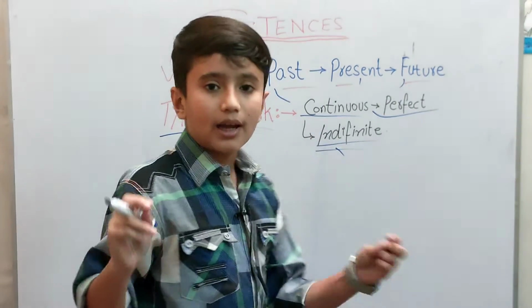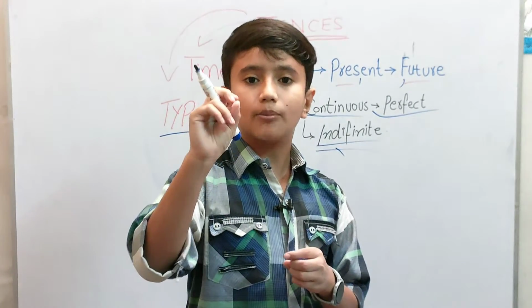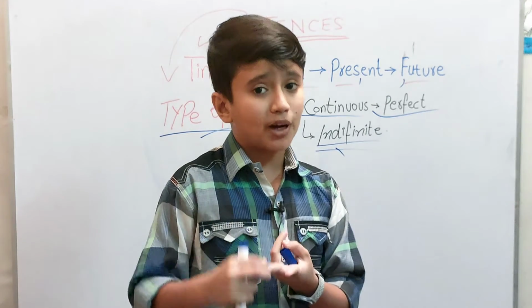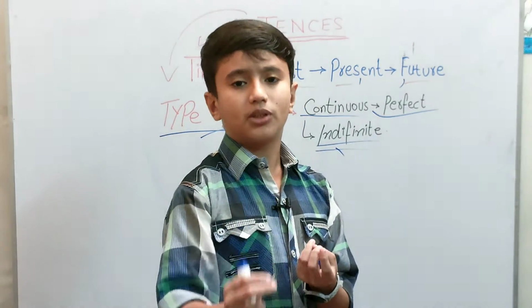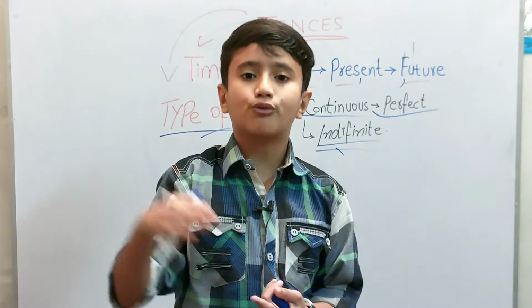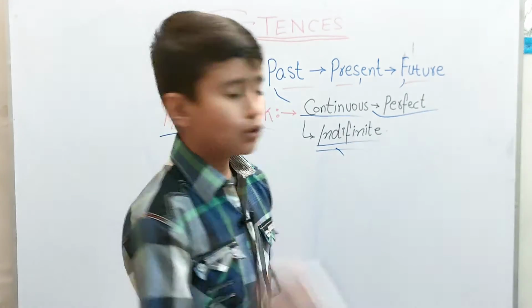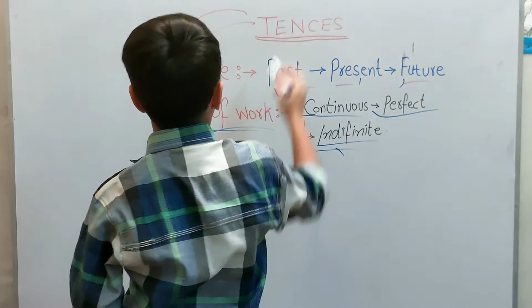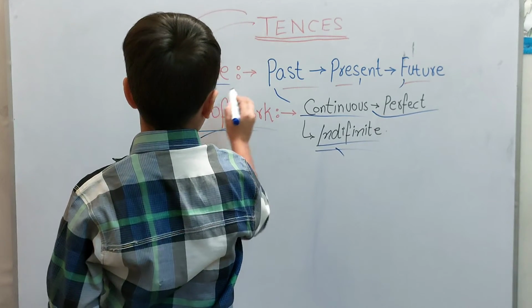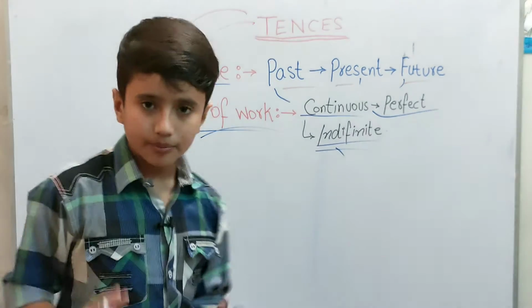Tenses are the main component of any kind of sentence. Without tenses and parts of speech, English is 0%. Half of English is filled with tenses and half of it is filled with parts of speech. So tenses are very important. Now tenses divide into 2 parts. One is time, one is type of work.